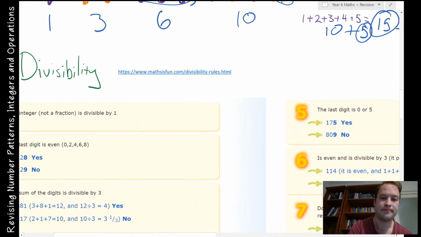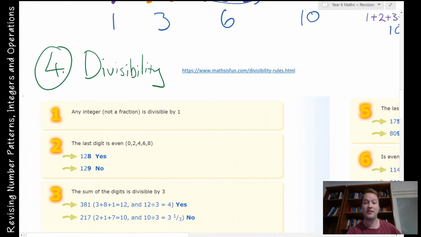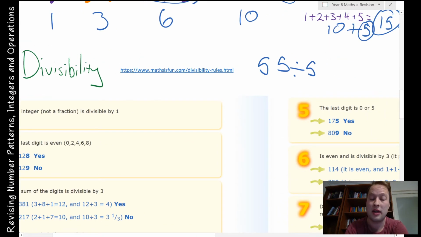Next part is divisibility. Divisibility is the idea of whether that number can be divided by something. So here's an example, 55. Can 55 be divided by 5? That's what a divisibility rule is. It's what we do to check, can it work? Will it be a whole number, or will it equal something with a decimal in it?